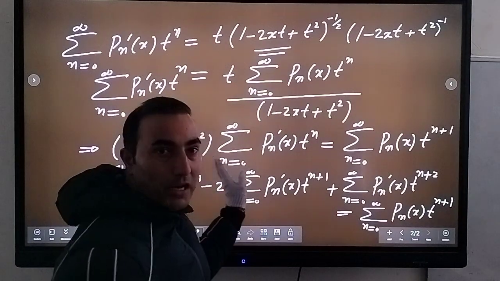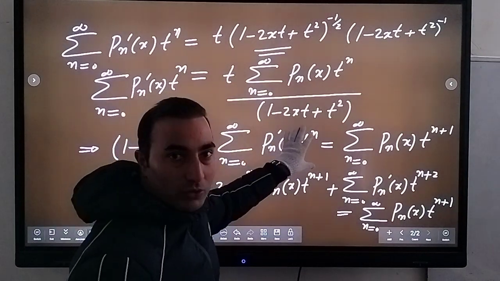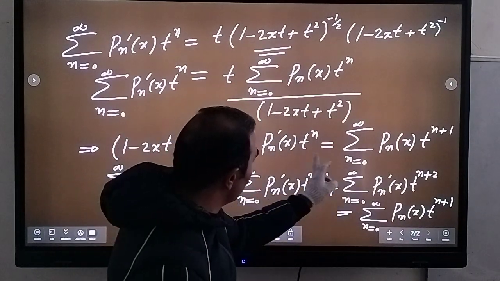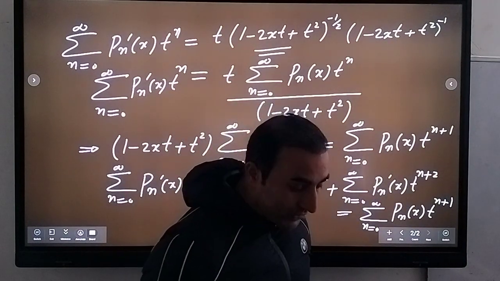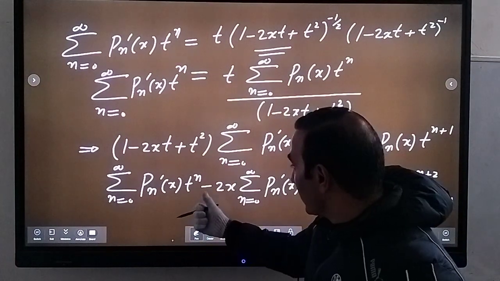And the third term from the left hand side will be that t square when you multiply to this term, so this will be p n dash of x t raised power n plus 2. The right hand side will be same as it is. Now we can do one thing, so we can equate the coefficients of t raised power n.